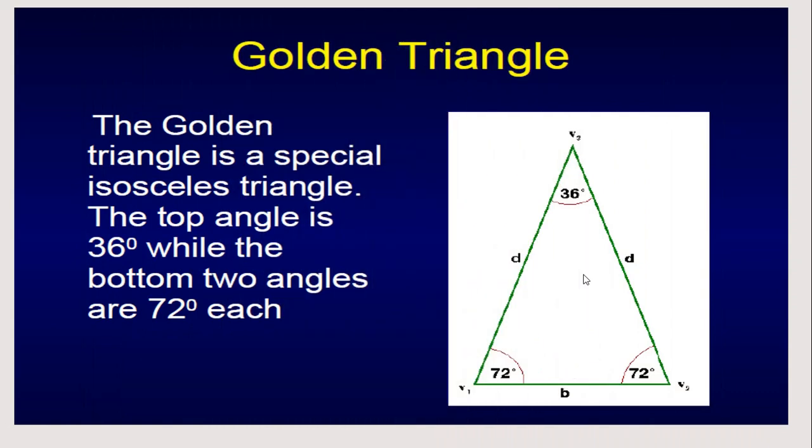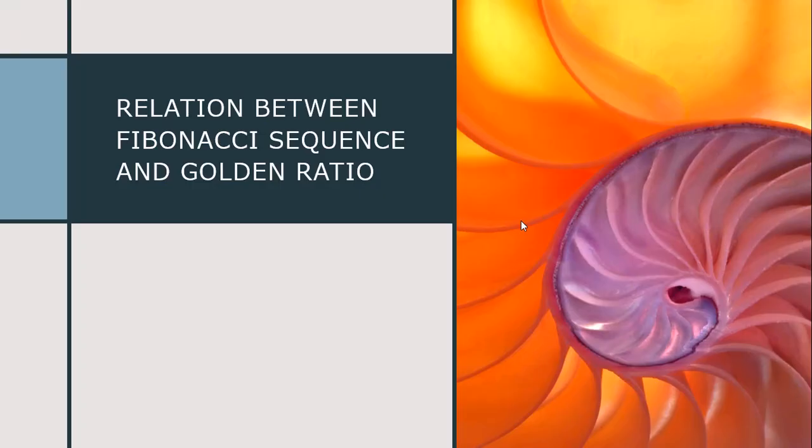The golden triangle is a special isosceles triangle, and the top angle is 36 degrees, while the bottom two angles are 72 degrees each. So this is an isosceles triangle because it has two equal sides.